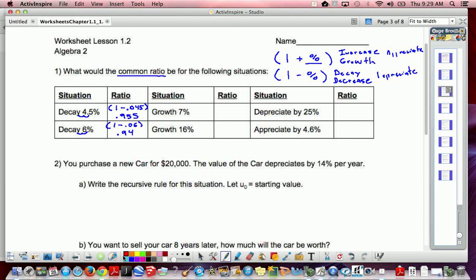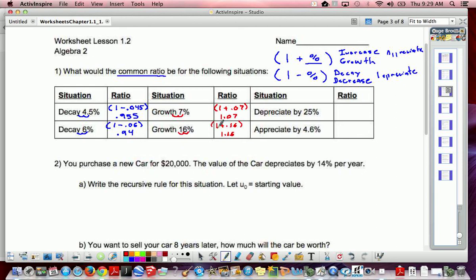Looking at the next two, both are growth, 7% growth and 16% growth. So I can think of this one as 1 plus 0.07, again moving that decimal place over 2 spots, so 1.07. 16%, moving it over 2 spots, 1 plus 0.16 or 1.16. Oops, have that in parentheses for you.